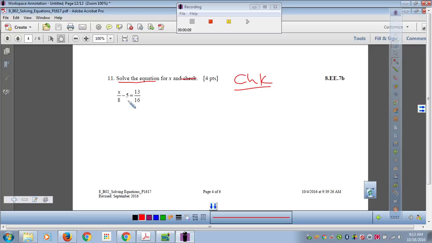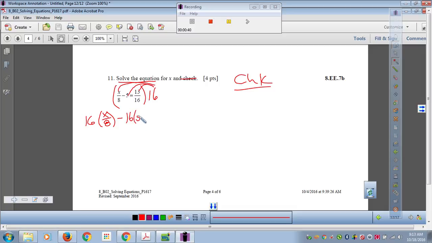Now, when I look at this problem, I see fractions. That tends to be a very difficult type of problem to deal with. So I want to get rid of the fractions, and I'm going to do that by multiplying the entire equation by a common denominator. The common denominator is 16, not 8.